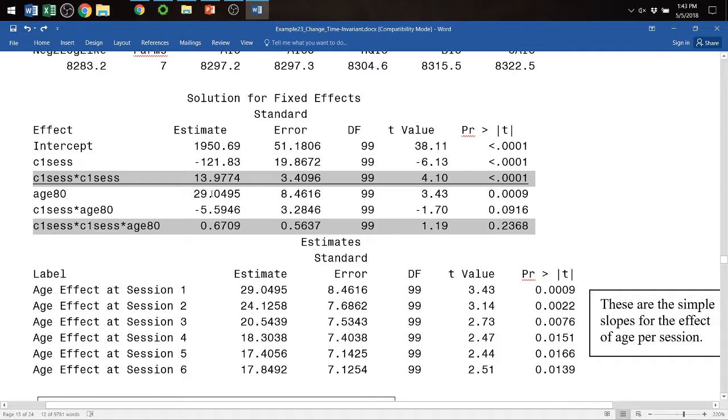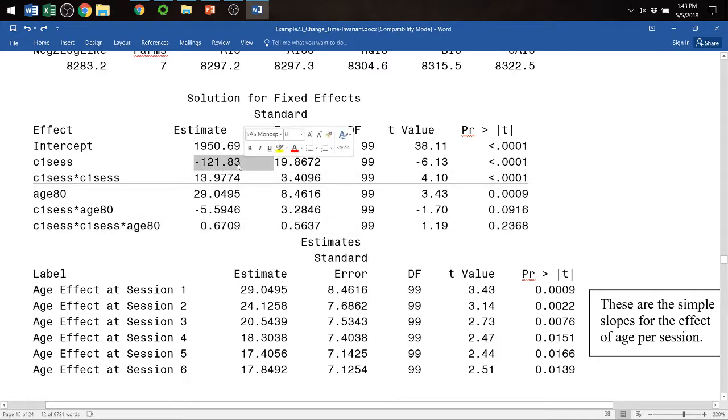So then I have to put that in the context of what the linear is doing. So older people change faster initially. That's this interaction term. But they level off more. They have a more positive quadratic.